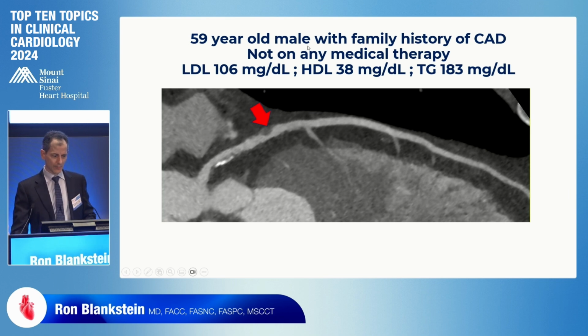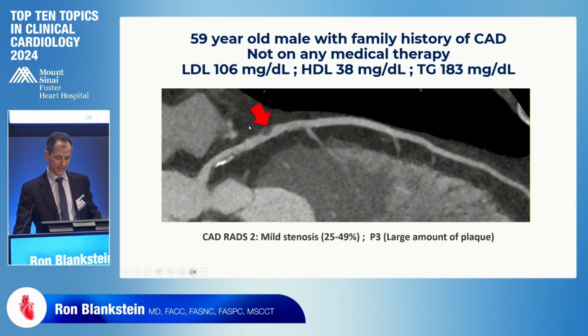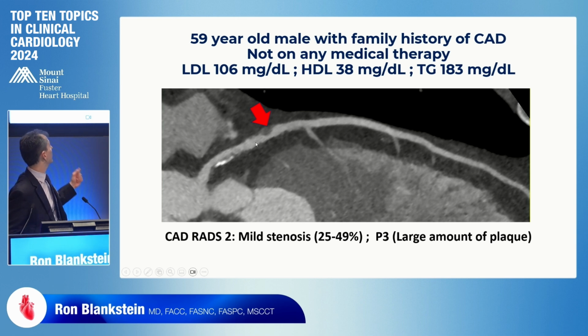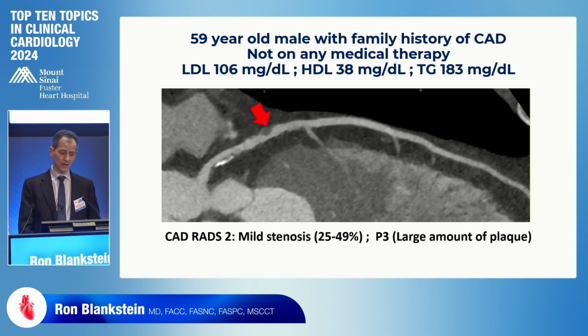So let's go back to how we actually report on CT. This is an example here of a 59-year-old male, family history of disease. He was not on any therapy. His LDL is 106. You can see the rest of his lipids here. And we can see in the proximal LAD a mild stenosis, but this area of non-calcified plaque. When we look at the rest of his vessels, he has plaque throughout, and he got, on the report, a P3 score. P3 means a large amount of plaque.